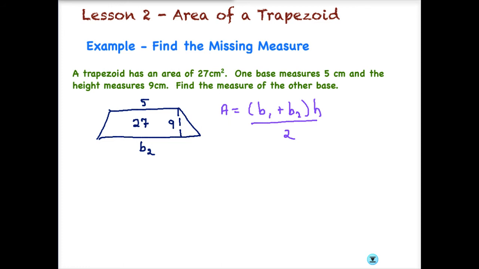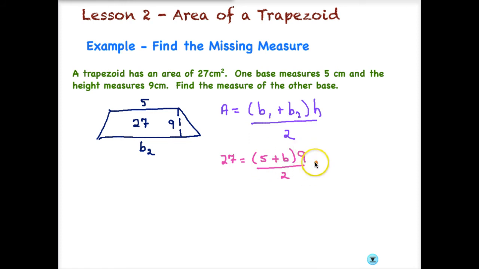And then, very simply, we just need to fill in what we have. Well, we have the area again. We have one of the bases, but we don't have the other base. We know the height this time, and we would divide by 2. Now, in a situation like this, because we have an unknown variable here in our numerator, we would want to remove the 2 from the denominator. We don't want that there because this is going to be difficult to deal with.